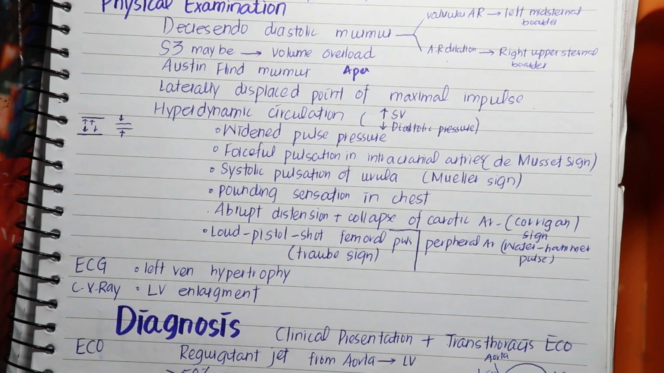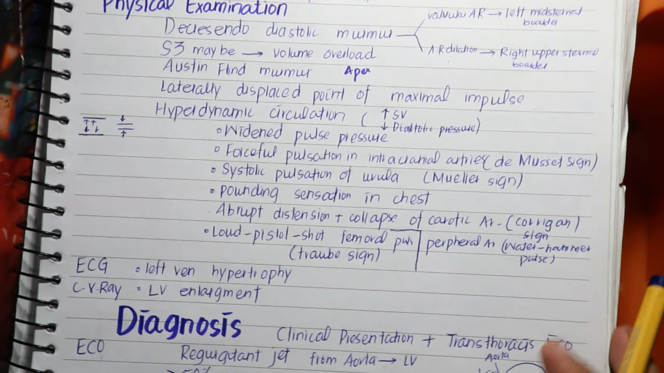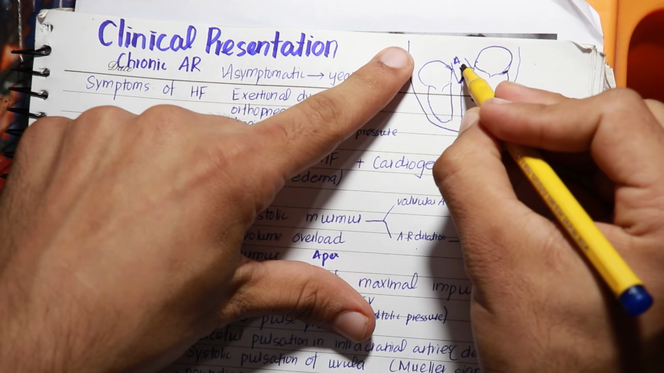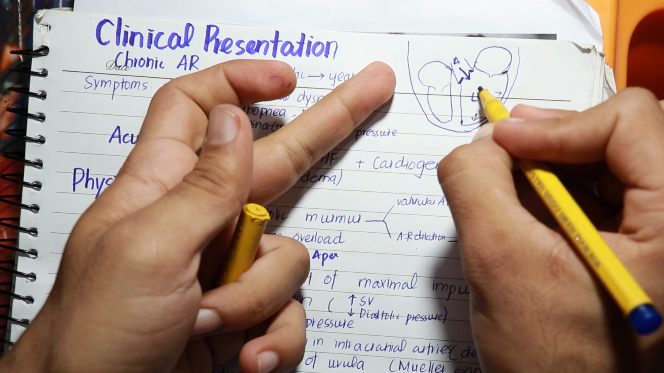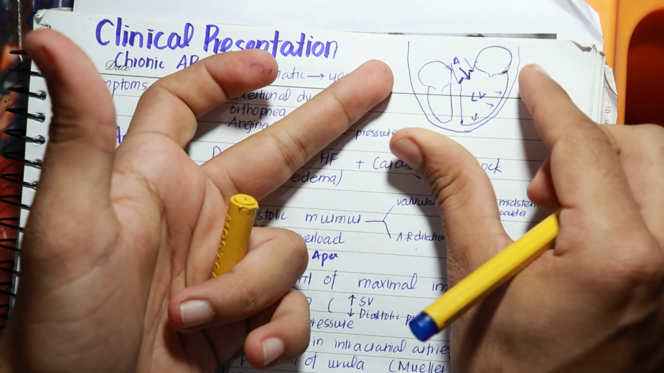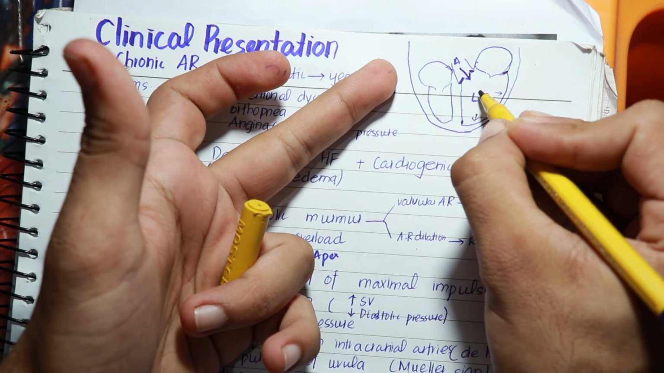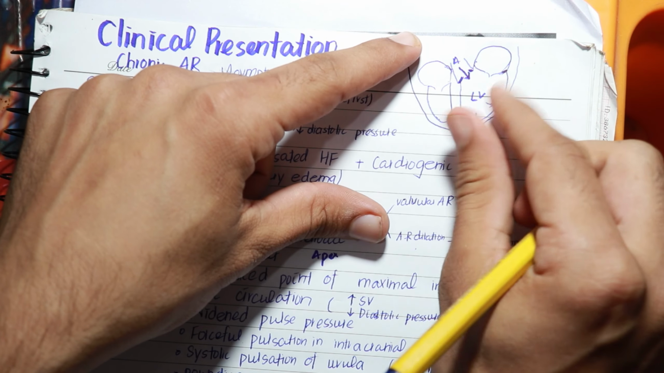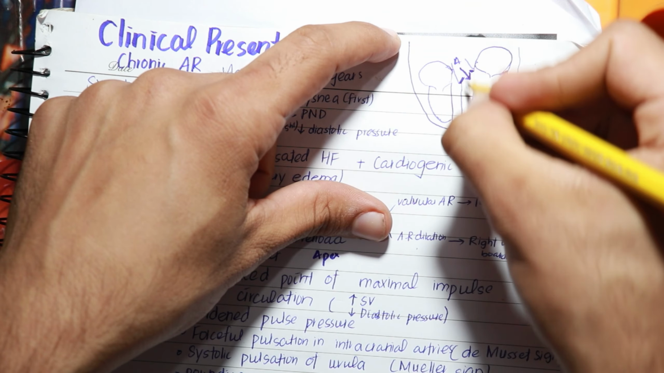Next is hyperdynamic circulation. It means blood is coming back from the aorta into the left ventricle. So during diastole the pressure is less. Why? Because during diastole this valve is not complete and the blood comes from the aorta into the left ventricle. But when there is systole, the blood also comes from the left atrium as well as this blood that has come back. During systole more blood is pumped into the body, but during diastole that blood also comes back.